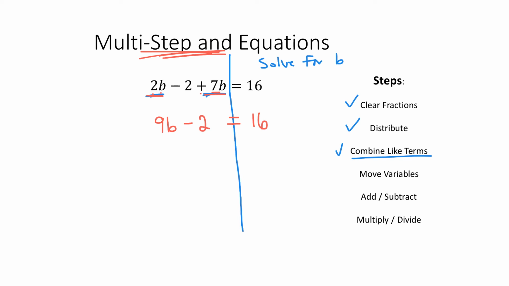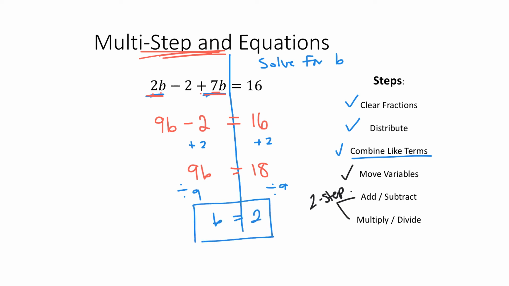Now if you look at the next step, it says move variables, but we don't have to worry about that. That's something that will come up. And then adding and subtracting, the idea is that this is now a two-step equation. And we know how to solve two-step equations. We're going to add and subtract first. So we're going to add 2 to both sides. So we have 9b is equal to 18. And then now we're going to divide by 9, and so b equals 2.